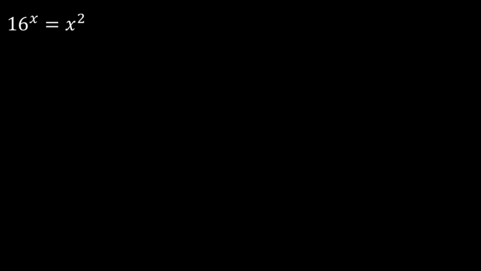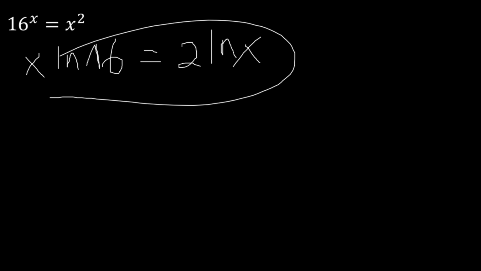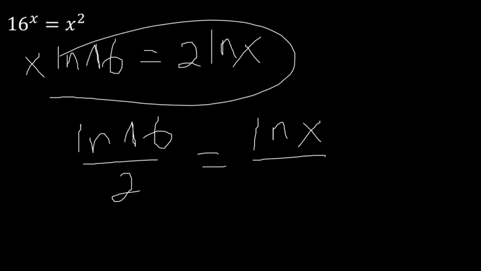Okay, trying the ln like this, when you have x ln 16 equals 2 ln x, I don't know any method used to solve for x here. It will be quite difficult. Dividing by x and dividing by 2, we're going to have ln 16 all over 2 equals ln x all over x.